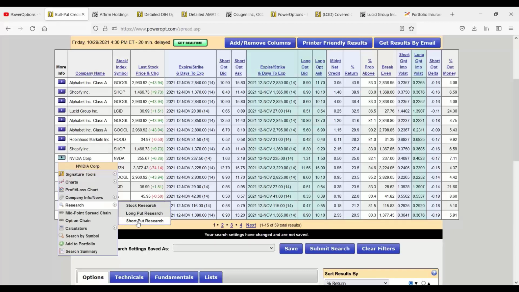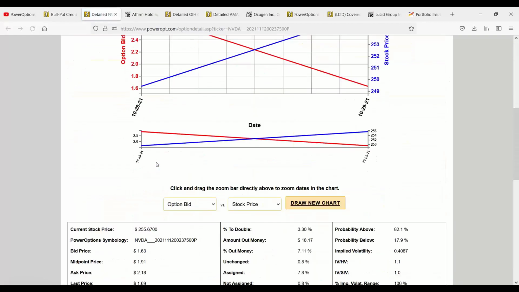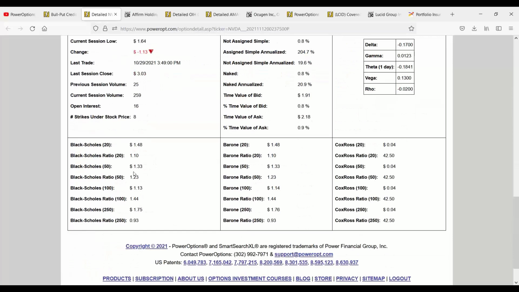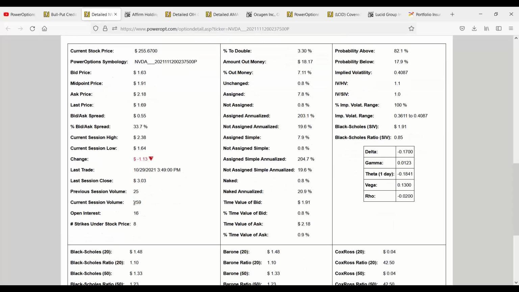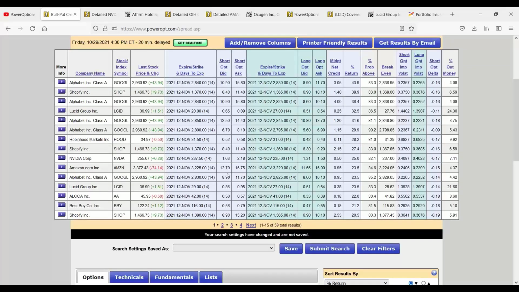Oh, my bid, I'm sorry, is 163 to 218. So that's not bad. I mean, it's a little bit above, but it's at 123. But again, where's our volume? Yeah. Current volume today, supply and demand, 25. We said the bid was 163. The last price today at 3:49 p.m. was $1.69.